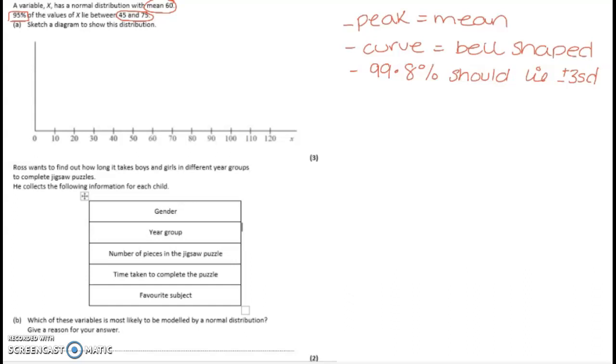In this question, we've been given 95% of the data. Now we should also know that that lies plus or minus 2 standard deviations. And if we need it anywhere else in the question, we should know that 68% should lie 1 standard deviation.